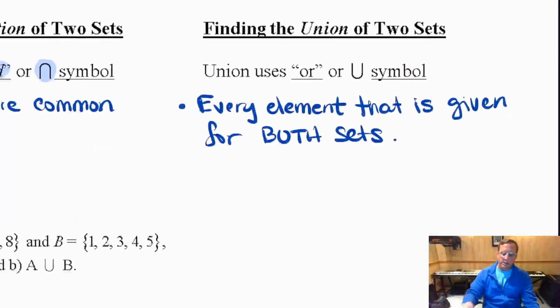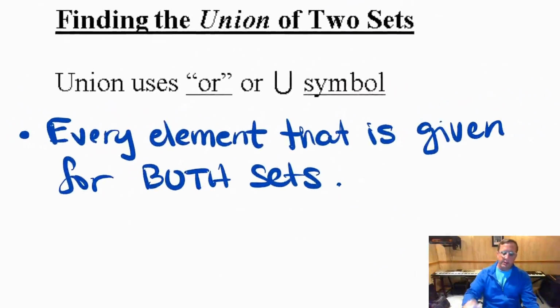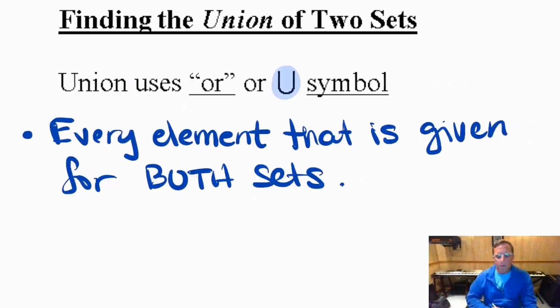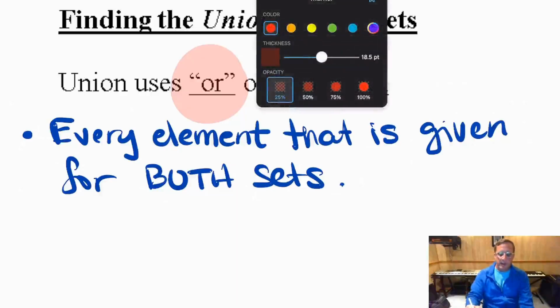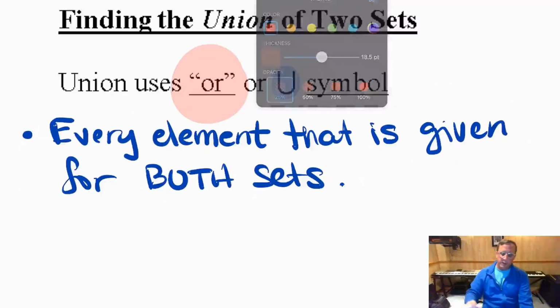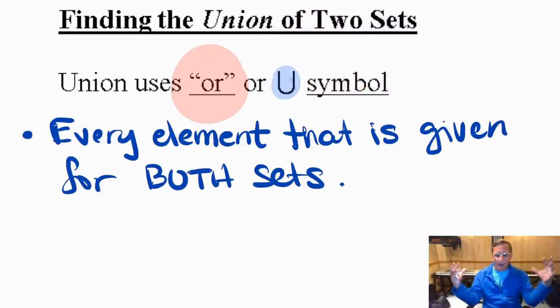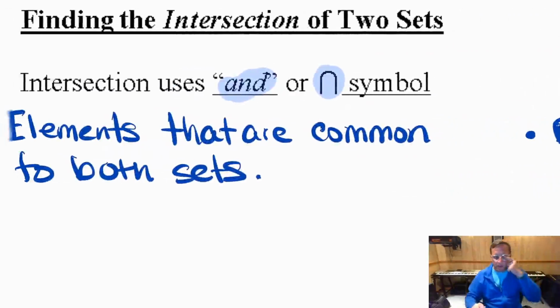And then the other thing too is you want to be able to understand the union. Now the union looks like a U. That's the symbol right there. Every element that is given for both sets. And the operative word for this one is or. So the union is kind of everything thrown together into one big fruitcake, everything's there. Whereas the intersection is what they both share in common. It's kind of like an LCD or a GCF.